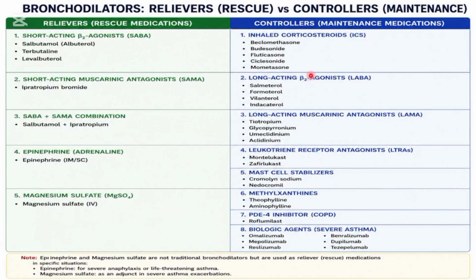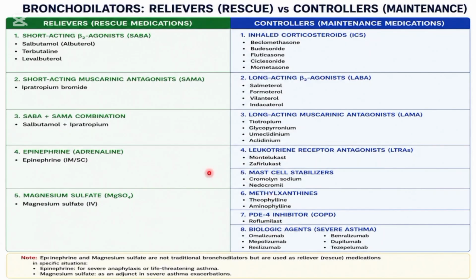Apart from that, you also need to know the controllers: the inhaled corticosteroids like beclometasone and fluticasone. The long-acting beta agonist drugs may also be used as controllers. We have the long-acting muscarinic antagonists. You have the leukotriene receptor antagonists, the likes of montelukast, which I've explained. You've got the mast cell stabilizers, the likes of nedocromil or cromolyn sodium. We've got theophylline and the rest.